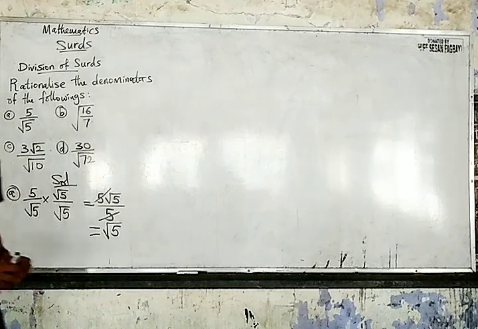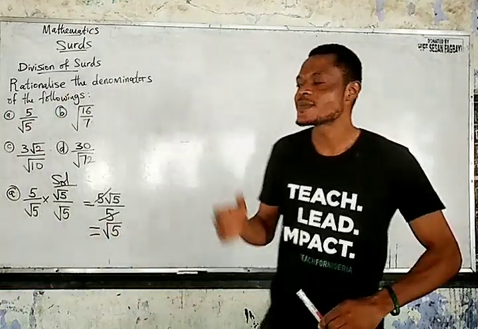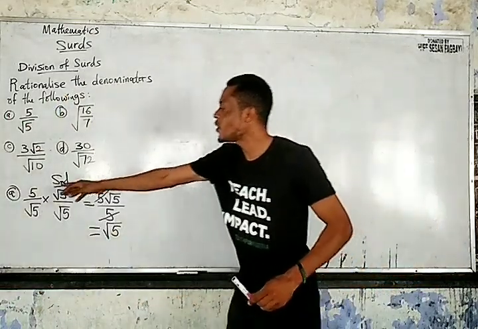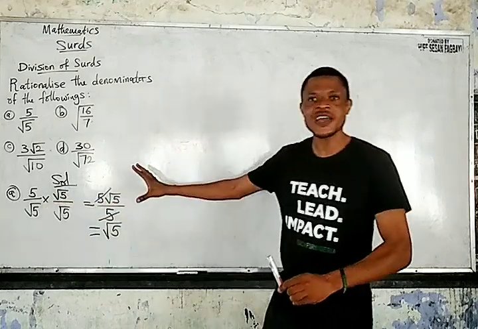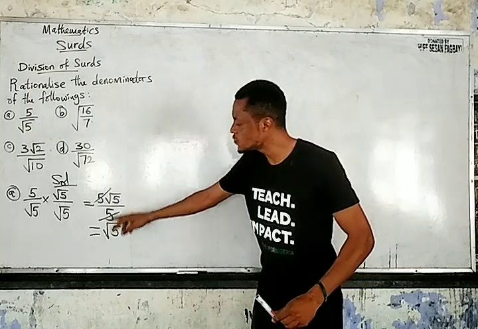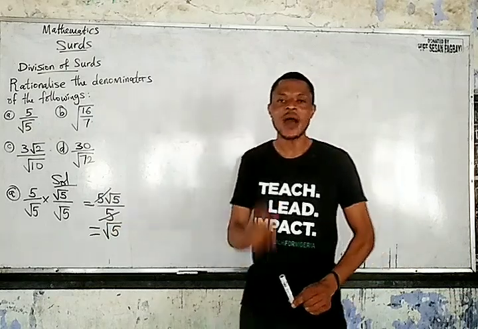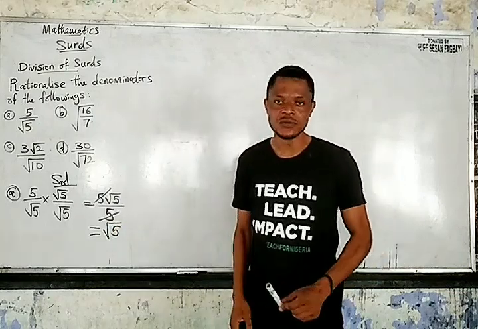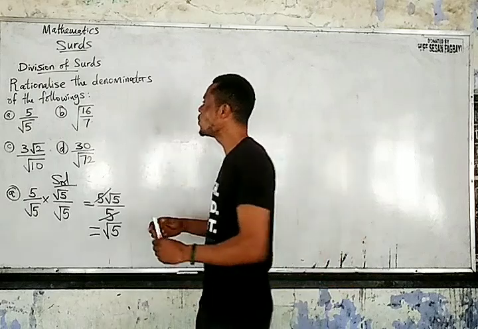You can simply verify this from your calculator. Punch 5 all over root 5. Whatever you get, keep it somewhere and verify it. By the time you press root 5 from your calculator, you have it to be the same value. Easy. So the second one, b.